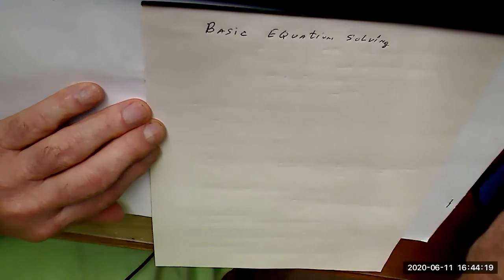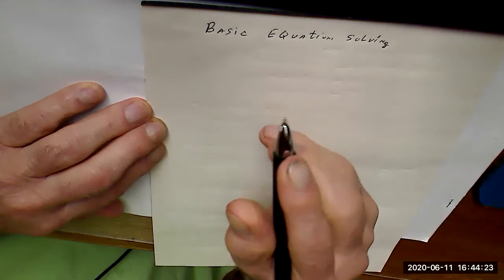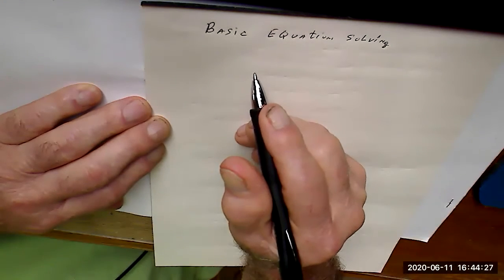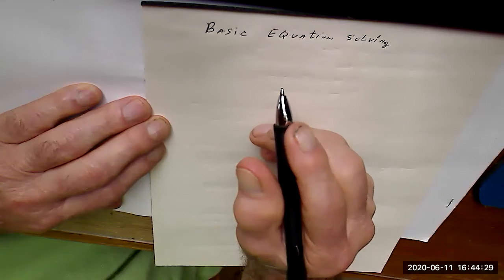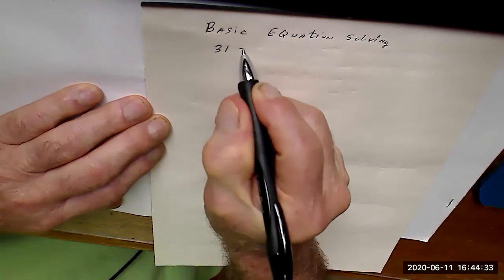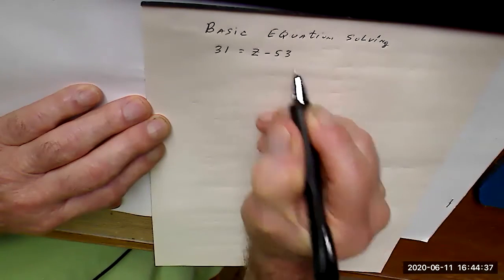Today we will study equations and how to solve them. There are two basic styles of equations, one where we move terms and one where we remove the coefficients. Let's look at this first equation: 31 equals z minus 53.